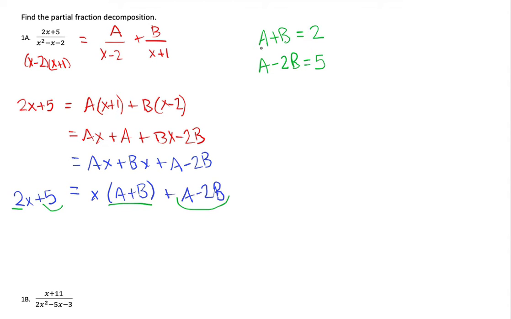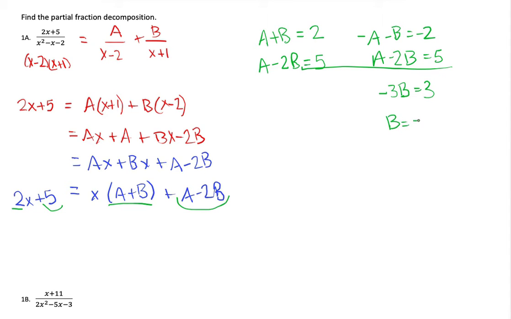I think I will change the top one all to negatives and then add them. So I have negative a minus b equals negative 2. A minus 2b equals 5. So my a's eliminate, and I have a negative 1 minus 2, so I have a negative 3b equals 3. Oh, look at that. B is negative 1 again. And if b is negative 1, that means that a has to be 3.